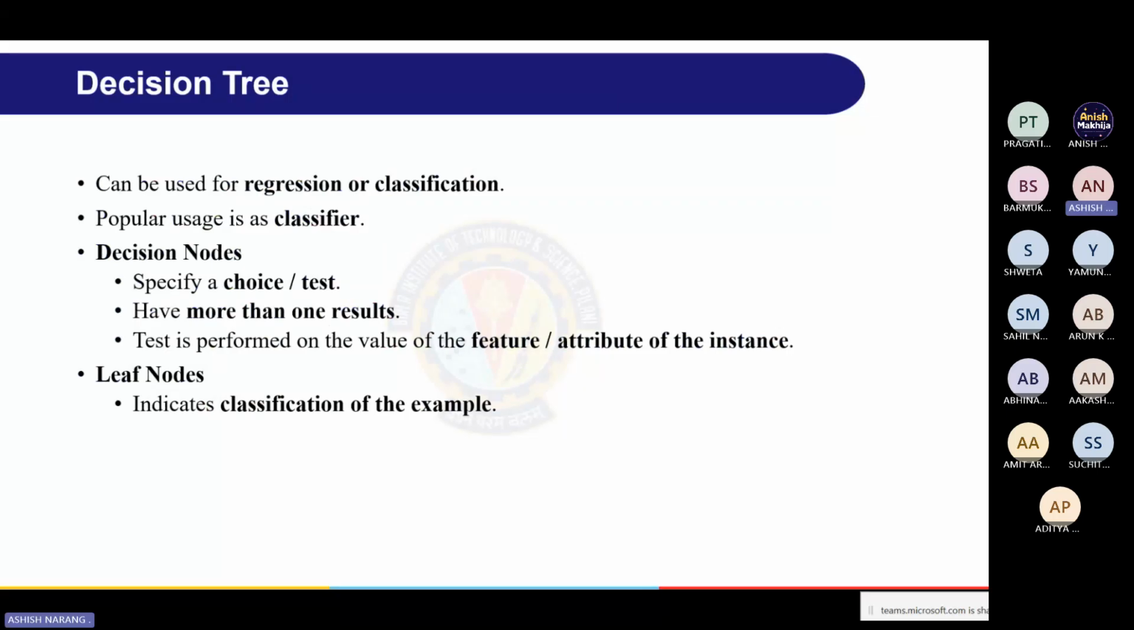Decision trees can be used for regression or classification, but we are going to talk more about classification, which is the popular use of decision trees. There are decision nodes and leaf nodes. At decision nodes, you test the attribute. Leaf nodes give you the classification of that particular path. That's what we have covered also.